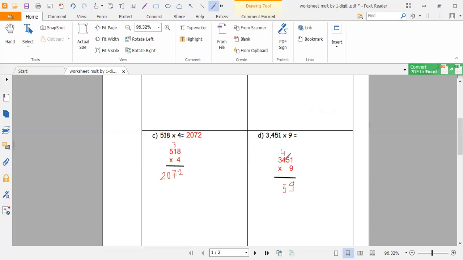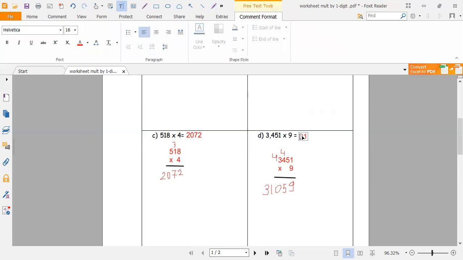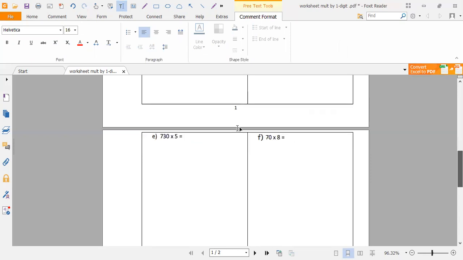9 times 4, 36, plus 4, 40. We write 0, and we carry 4. 9 times 3, 27, plus 4, 31. So the answer is 31,052 and we write the answer here. 31,059. Now let's do part E.